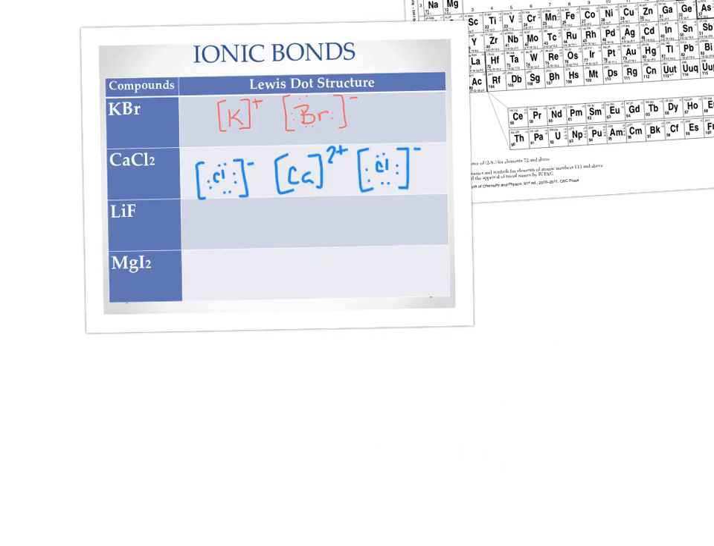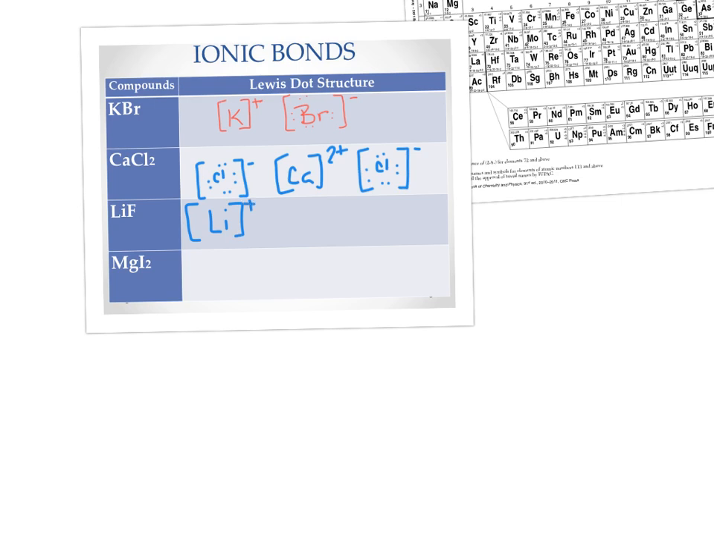In our next example, we have lithium fluoride, in which lithium is a metal with 1 valence electron, and fluorine is a non-metal with 7 valence electrons. So lithium is going to give away its electron, and fluorine is going to accept it. So let's go ahead and draw the Lewis dot structure for this. So the Lewis dot structure is Li. We draw a bracket around that. We show a positive sign to show that an electron has been given away.